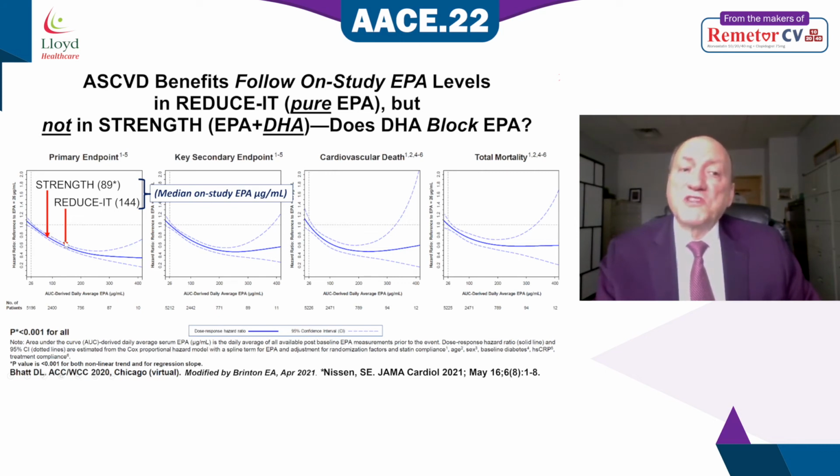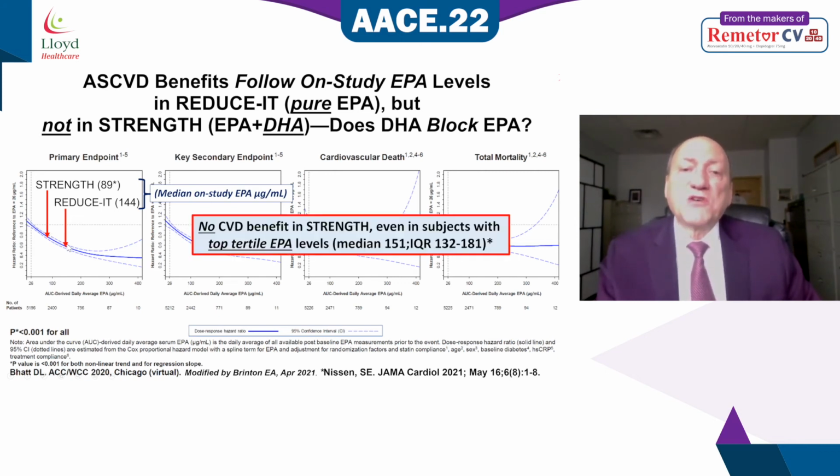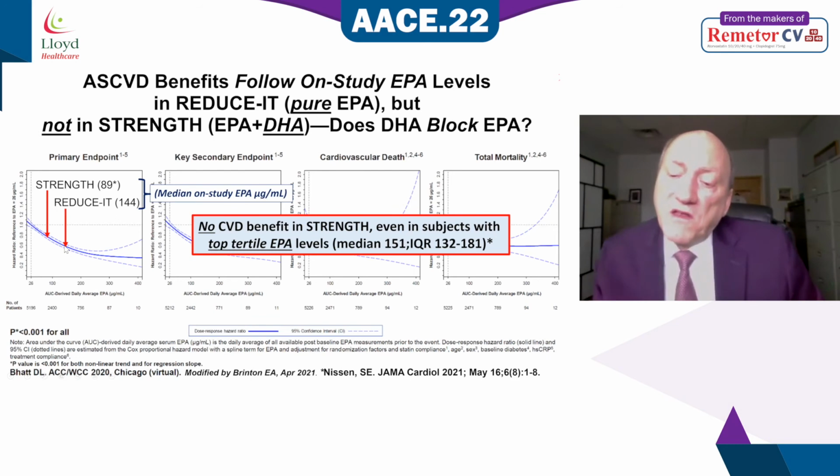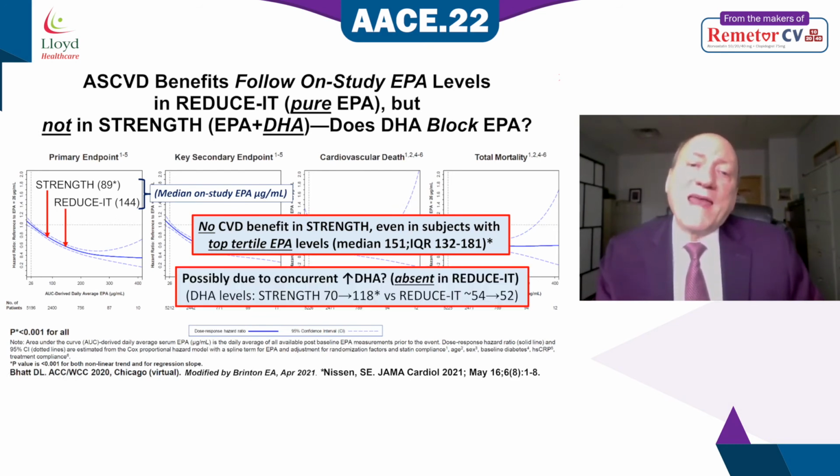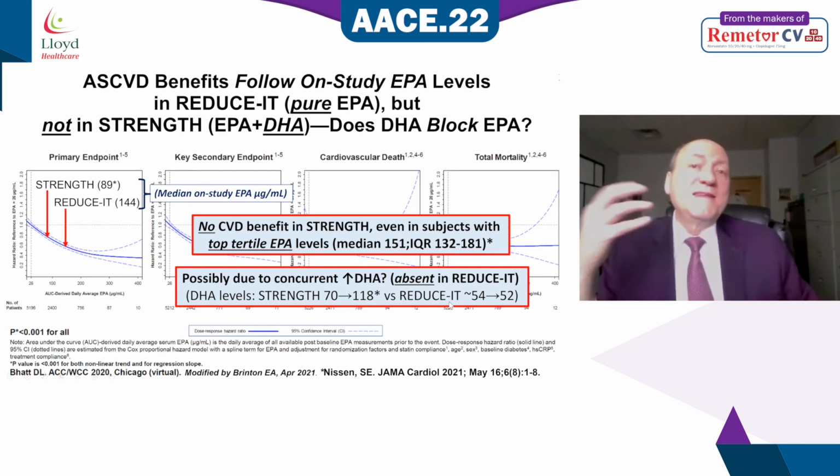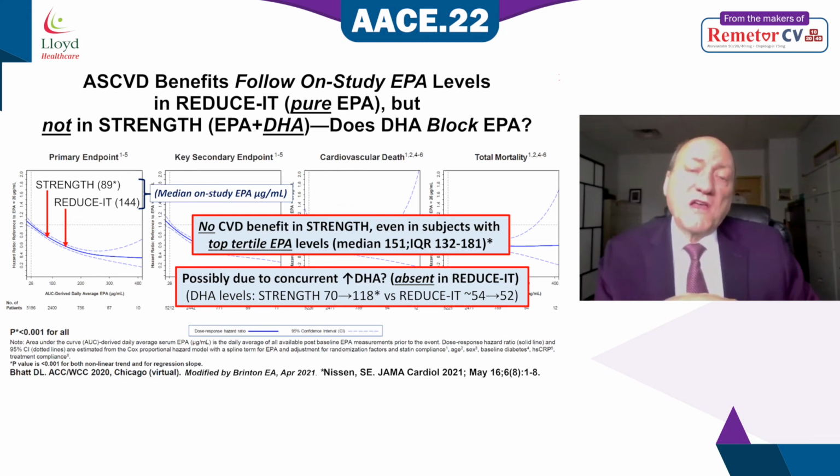So the question is, was it not enough EPA? And the answer is no. Because if you look at the STRENGTH patients who had the highest EPA levels, they still did not have benefit. So if you're in the STRENGTH trial and your EPA is down here, where you clearly saw benefit for REDUCE-IT, there was no benefit in STRENGTH. So that implies that this is because of an increase in DHA, and DHA levels went up rather dramatically in the STRENGTH trial, whereas they did not go up in REDUCE-IT because we didn't give them DHA, whereas in STRENGTH, they gave the patients DHA and the DHA levels went up.